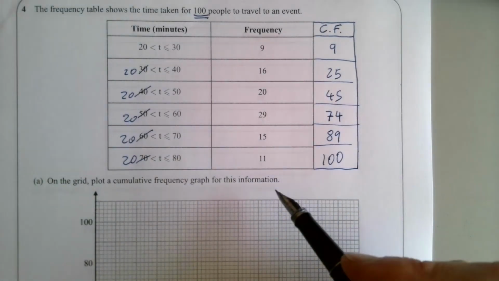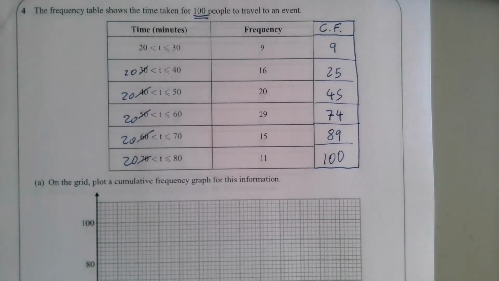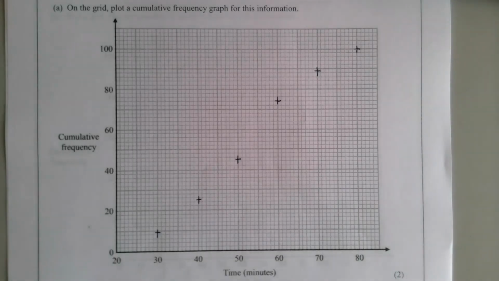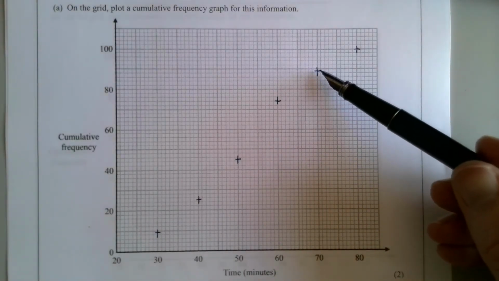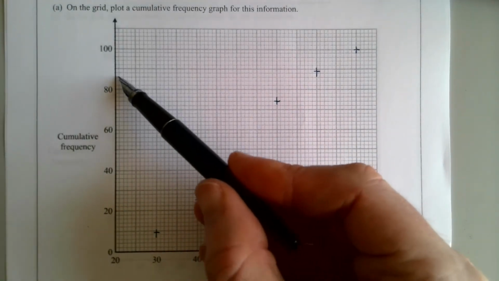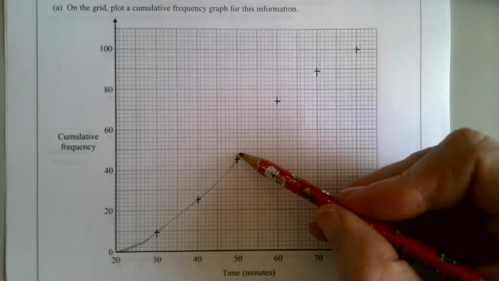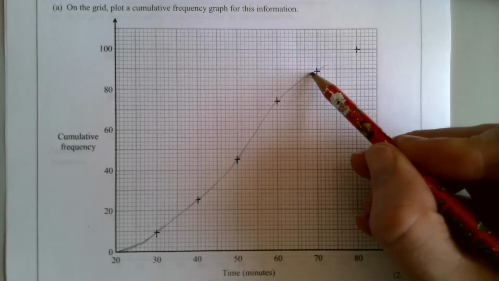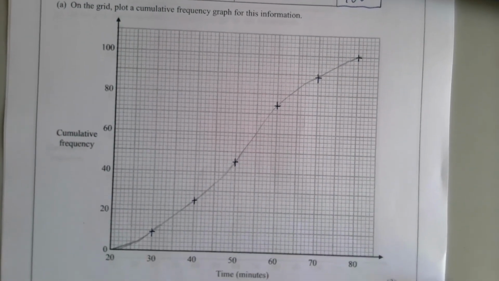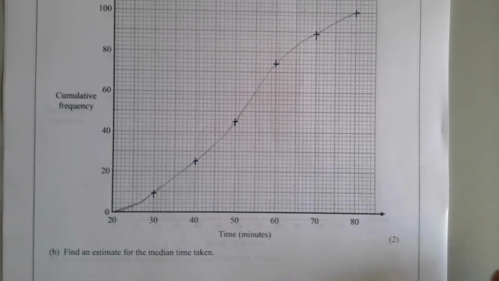Now I have to plot these against these things, and you should get some crosses that look like this. Notice I've got some halfway between the squares on the grid. That's quite common for them to ask for that, because there's 1 square for each 2 people on there. Then I sketch in my curve, and the final question is to find an estimate for the median time taken.